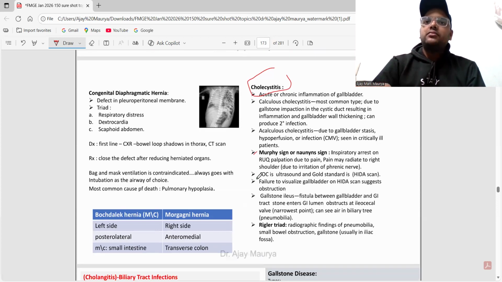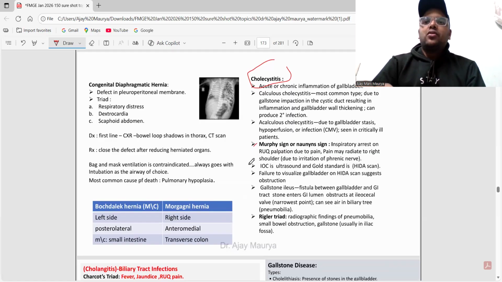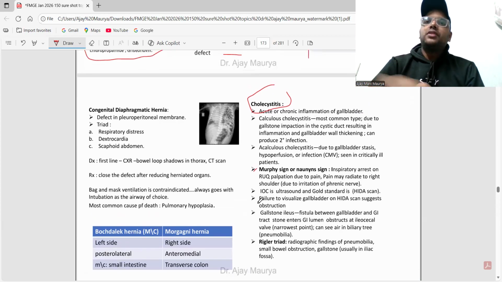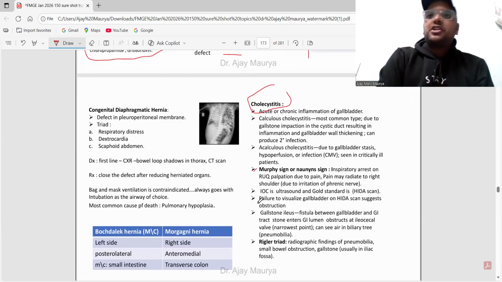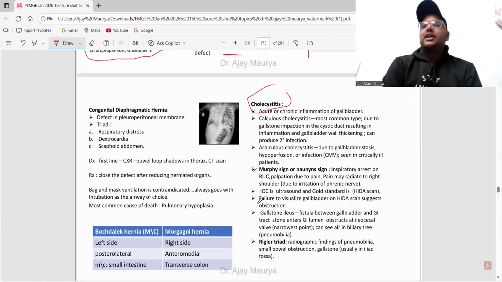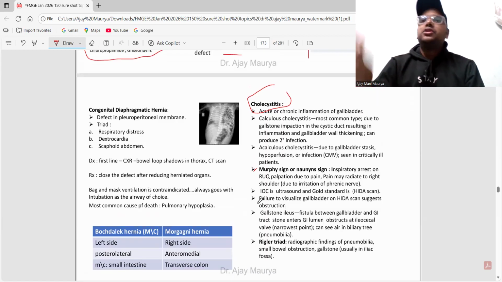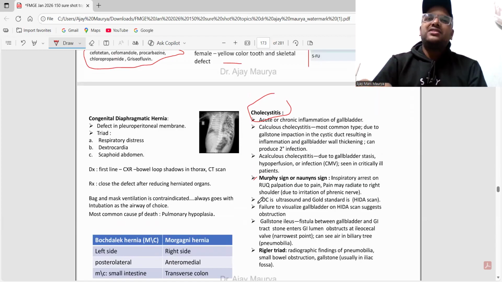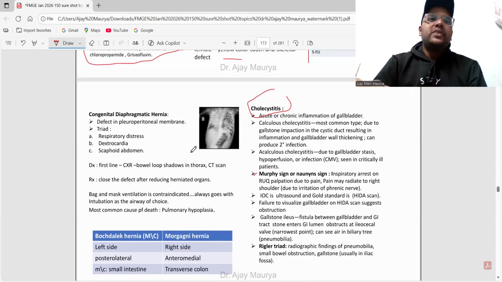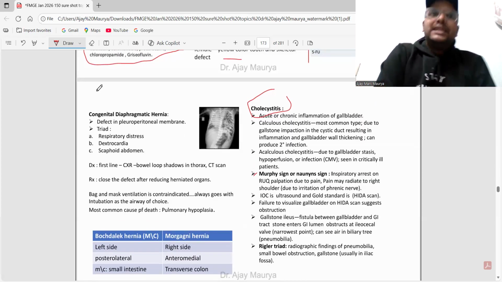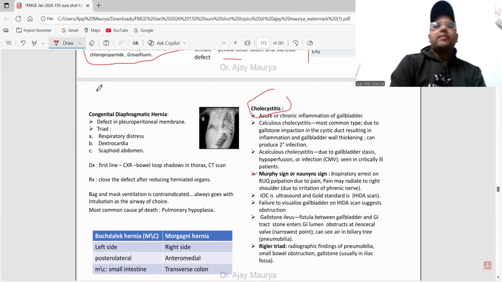Next, what is the gold standard for cholecystitis? It is the HIDA scan. And what is the treatment here? First of all, you have to manage with antibiotics. Then after that, you have to do the cholecystectomy. It's very easy. Then here is your CDH, congenital diaphragmatic hernia.